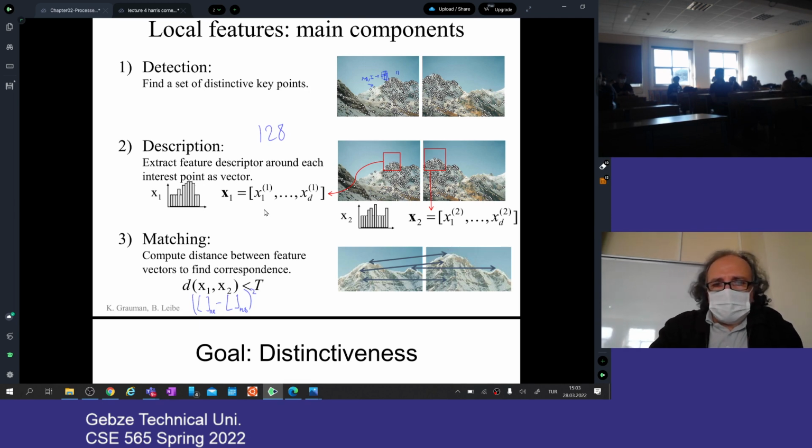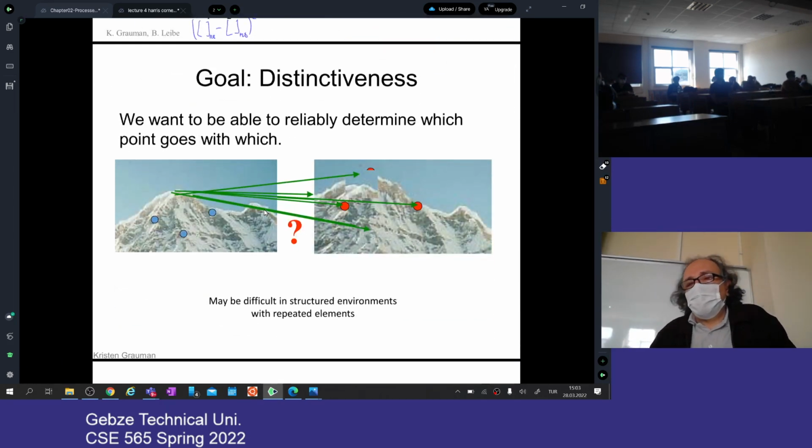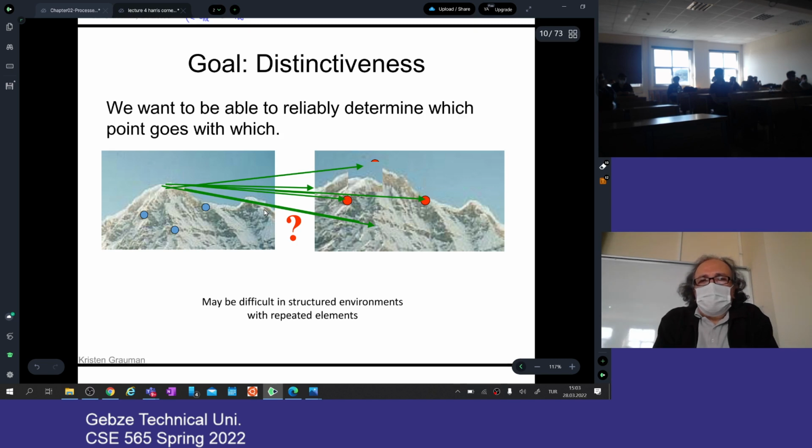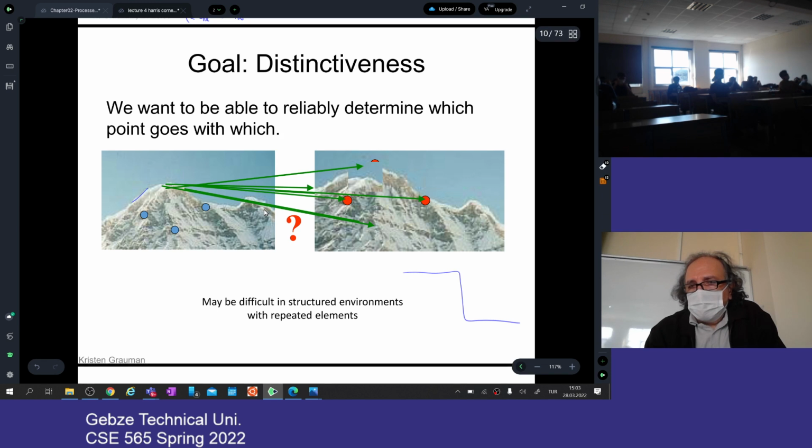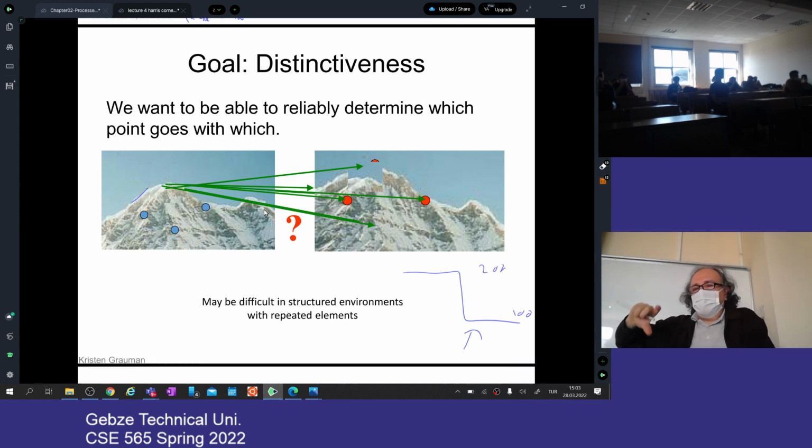Okay, so let's look at this distinctiveness thing. The points that we are going to find should be distinctive. We want to be able to reliably determine which point goes to which. I mean, if I find an edge here, can I find the same edge in the other image? Well, edges are very simple stuff. They have intensities, they contrast. Let's say a one-dimensional image. There is an edge here, right? If this is 100, the intensity level, and if this is 200, I know that there is a 100 intensity level drop at this edge, and there is an orientation, nothing else.